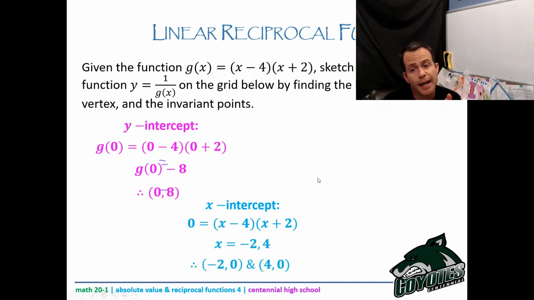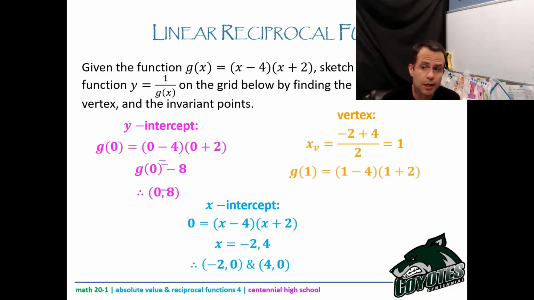This time, because I have the two x-intercepts, I am just going to take the average of those two. So the x value for my vertex would be -2 plus 4 all over 2, which equals 1. And then I just plug 1 into the original function to get the y value for my vertex. So 1 minus 4 is -3, and I'm plugging in 1 every time I see x. That gives me -3 times 3, which is -9. So my vertex would be at (1, -9).